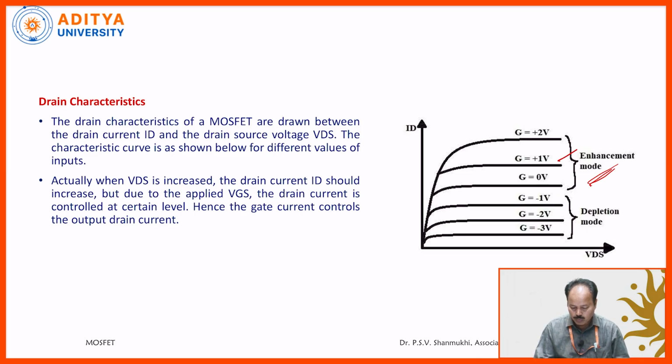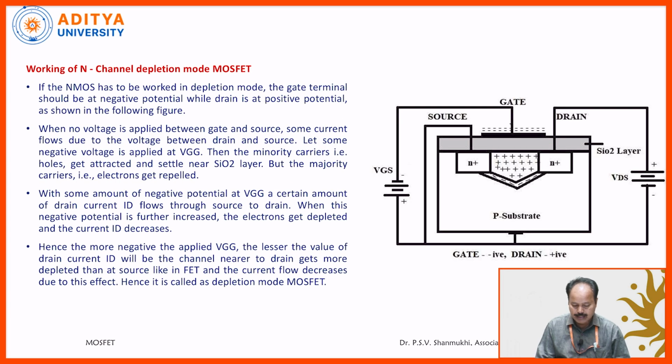When you give only 1 volt, again more current is flowing. In this one ID, drain current, becomes more. When you give 2 volts, again it increases. Again you give 3 volts, again it goes higher. This is actually called enhanced mode. So the current is enhanced in this one, hence it is known as the enhanced mode of operation.